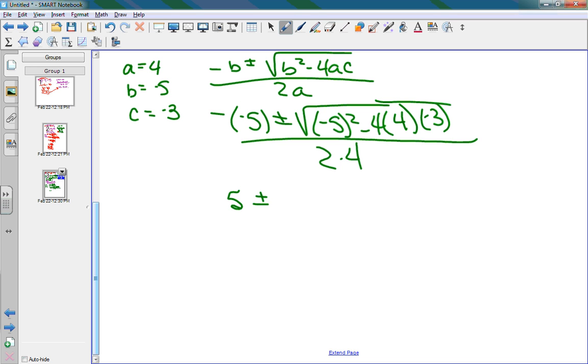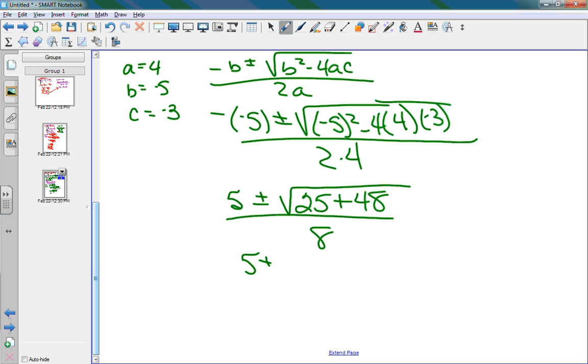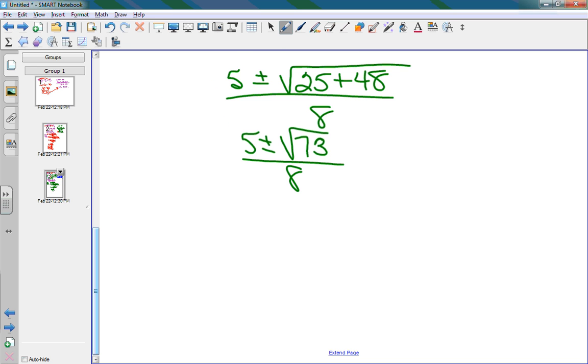Yeah, that's right. 5 plus or minus 25. A negative times a negative is a positive. 4 times 3 is 12, times 4 is 48, all over 8. 25 plus 48 is 73 over 8. Now, what do I do?